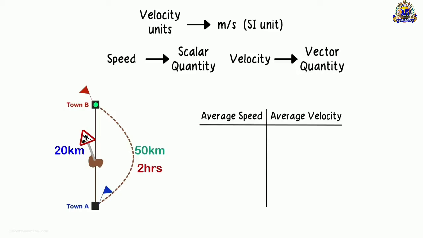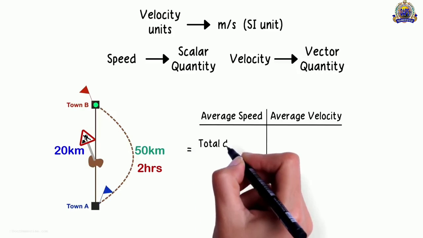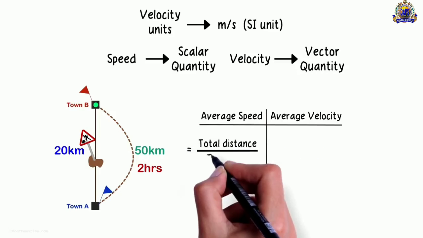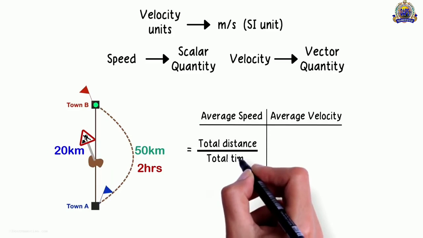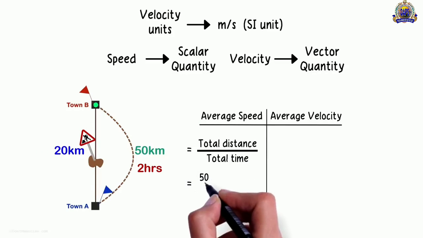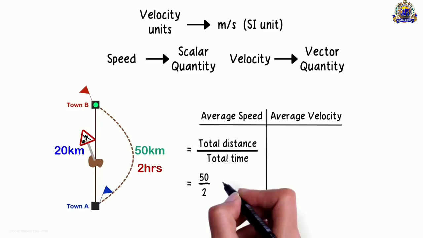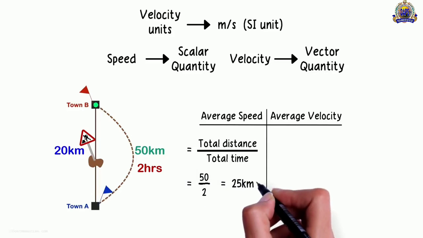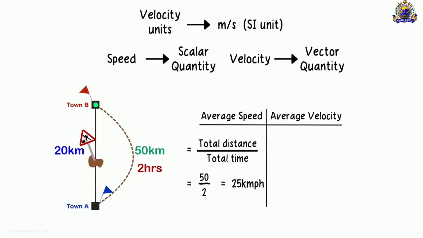So what is the average speed and the average velocity here? As we have discussed the average speed, but here we will discuss also the average velocity. The total distance upon total time is called the average speed. That was the formula. So 50 upon 2 is 25 kilometers per hour. That is our average speed. So note down what the average speed is.